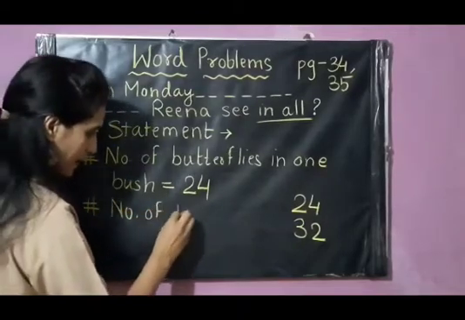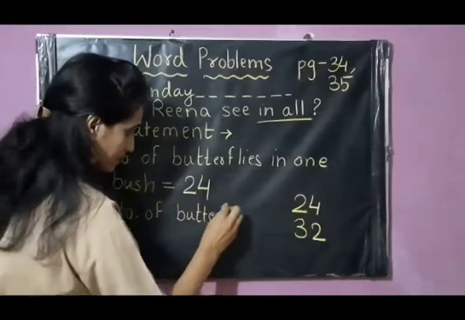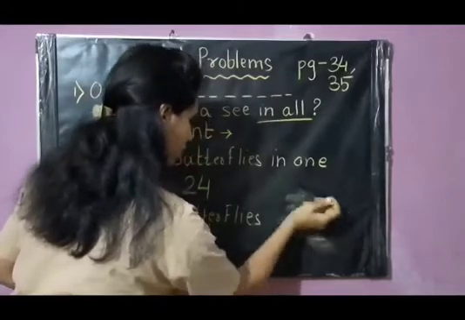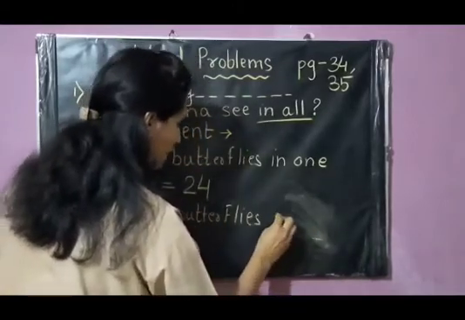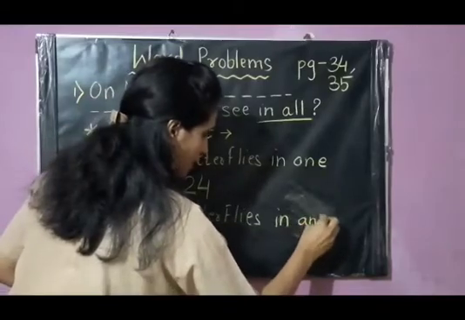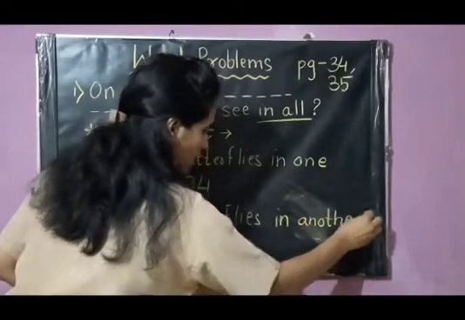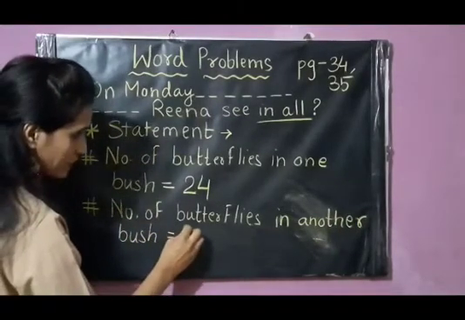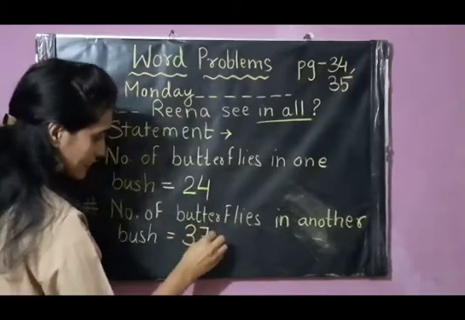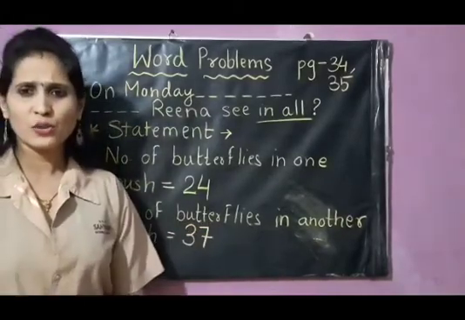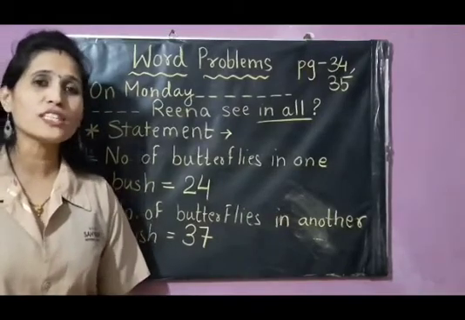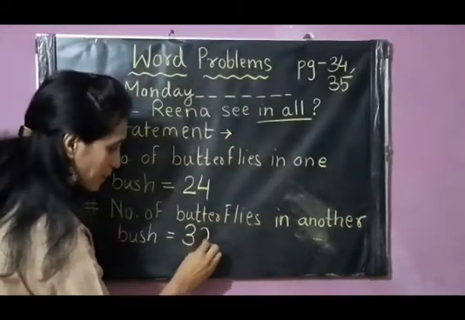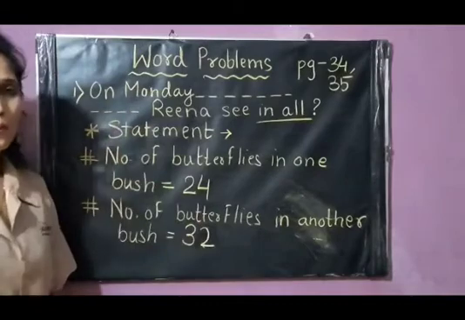Number of butterflies in another bush. How many were there, children? 37. Am I correct? No? Then how many was it? It was 32. So if the numbers are wrong, your whole answer will be wrong. So copy the correct numbers properly.